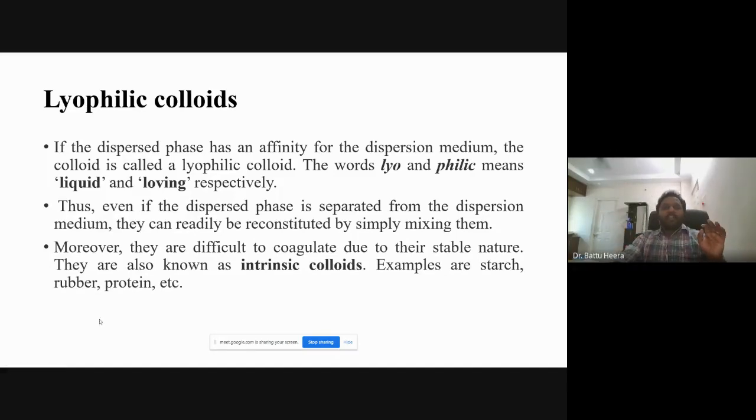Okay, and they are also known as intrinsic colloids. The lyophilic colloids are called intrinsic colloids, and the examples are starch, rubber, and protein. See how strong rubber is. So in the same way, starch, rubber, and protein are the examples of lyophilic colloids, where the dispersed phase and dispersion medium both are loving each other, and thus they are called lyophilic colloids. Okay, next one.